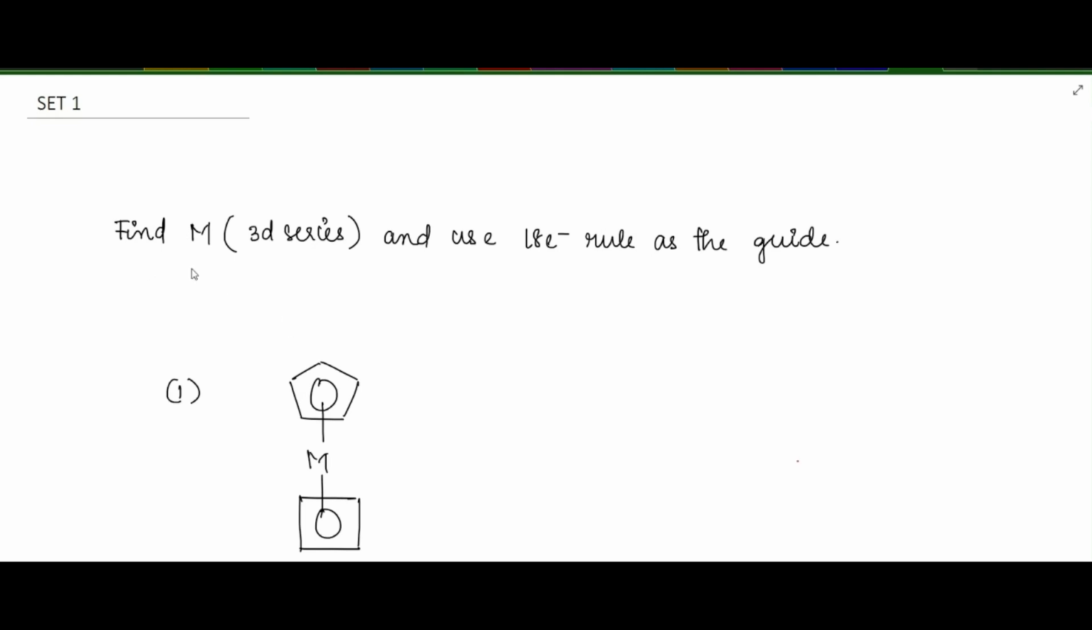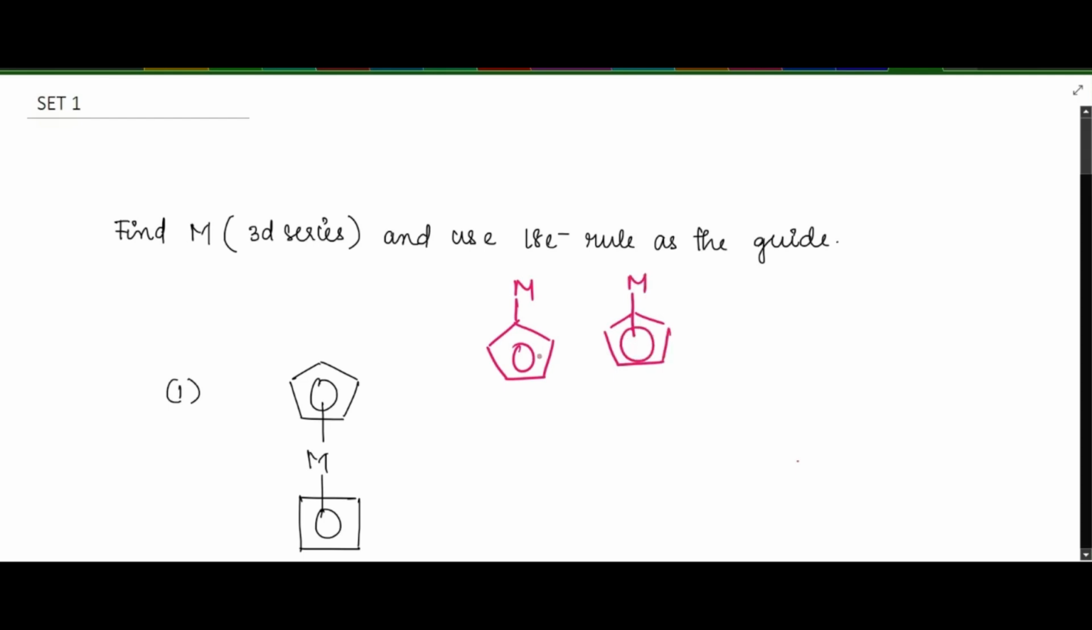All right. This question says you have to find the metal, which belongs to the 3d series, and you have to use the 18 electron rule as your guide. To do that, you have to find the contribution of each ligand. This ligand has 5 carbon atoms with the metal connecting in the middle portion. There are different ways in which you can show the attachment, either like this, or like this. The difference between these two representations is that in one the metal is connected to only one carbon, while in the other the metal is connected to the middle portion, which means it is bonded to all the 5 carbon atoms.